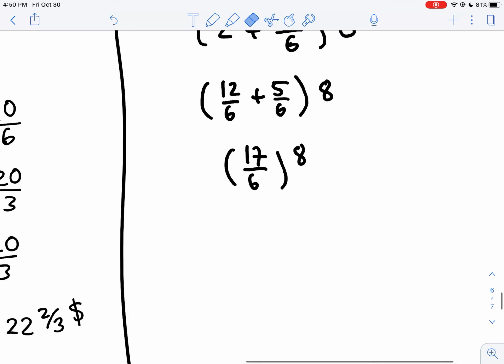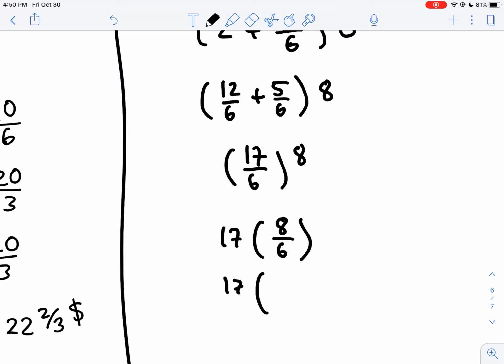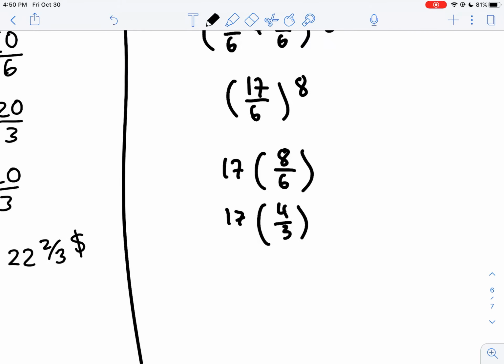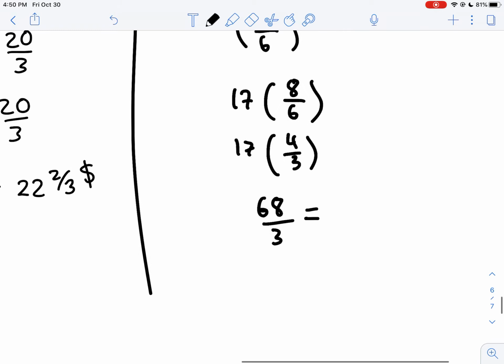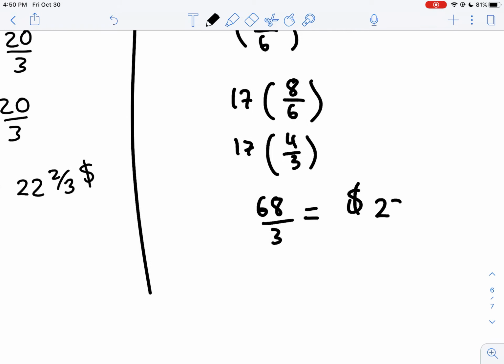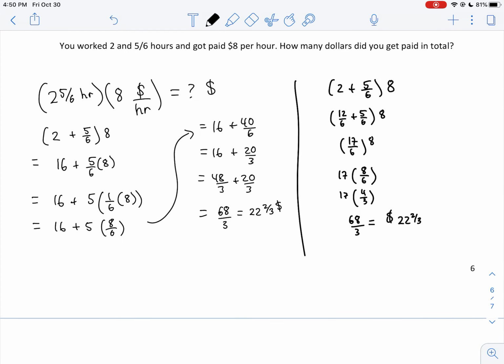And then we do the partitioning first. So if I were to force a step in here, we would have 17 times 8/6. If you want, you can simplify that now. It's probably a good idea. That's 4/3. And then 17 copies of 4/3 is 17 times 4. That is our 68/3. All right, so we get the same answer, 22 and 2/3 dollars.